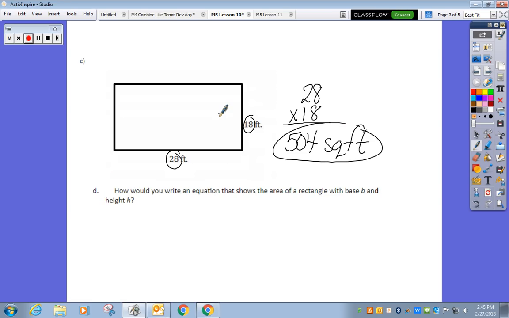Now, again, it wants us to write an equation that shows the area of a rectangle with base B and height H. So again, we can just replace length and width with base and height. It is the same idea. If we were to split this into two right triangles, and this was our right angle for our base and our height, base and height, or height and base, it doesn't matter which. So we would write it as area equals base times height. Length and width, base and height are interchangeable.